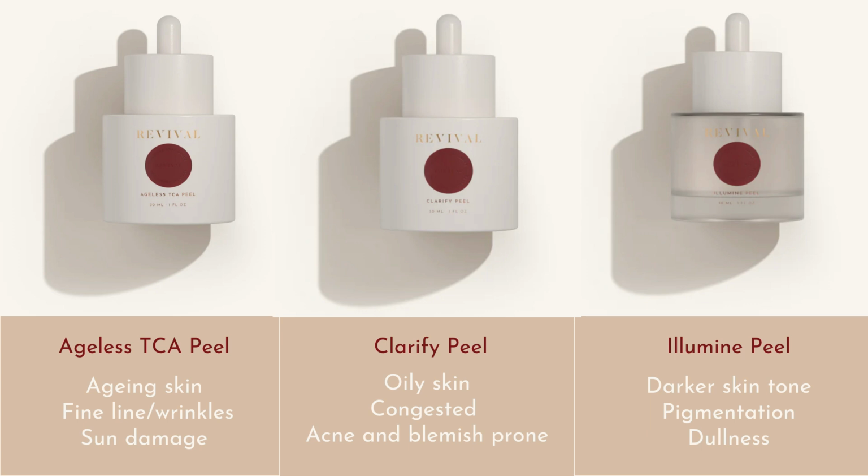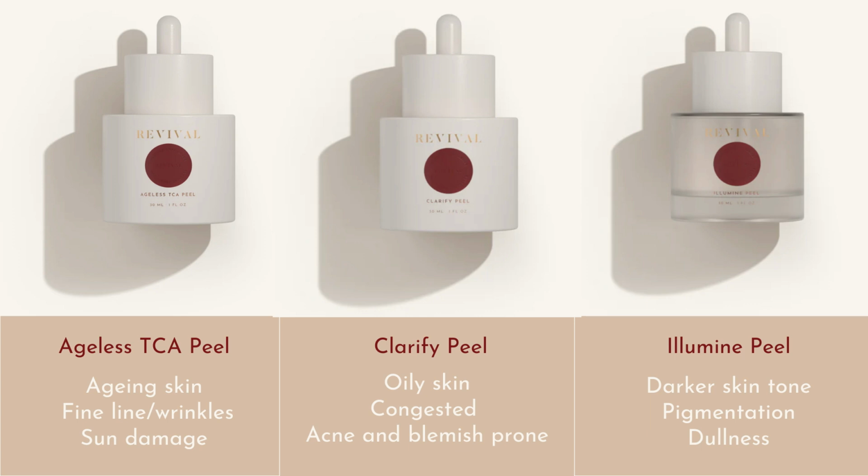You have 3 different types. You have the Ageless, the Clarify, and the Illumine. Each individual one is formulated specifically for a skin concern, so do not mix any of the peels. Only use the peel for the specific concern that you're going to treat. You have the Ageless TCA. That's for the aging skin, fine lines, wrinkles, premature aging, sun damage, due to the ingredients that you have. You have trichloroacetic acid, tartaric, and then lactobionic. So all of these can treat these concerns.